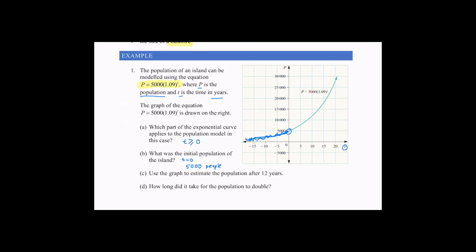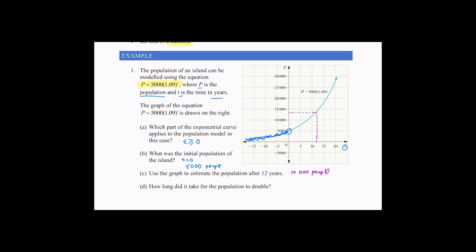And then it says use the graph to estimate the population after 12 years. So I'm going to be estimating this. So I'm just going to have a look at where is 12 years. So 12 years looks like it could possibly be around about here. So I'm going to draw my dotted line up and I'm going to come over and have a read off there. So that looks to me like it's around 14,000 people.